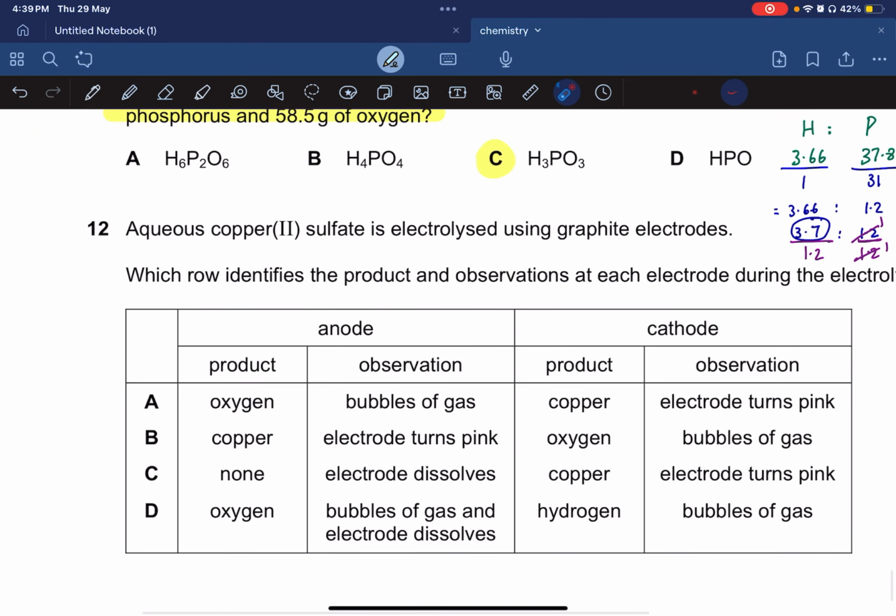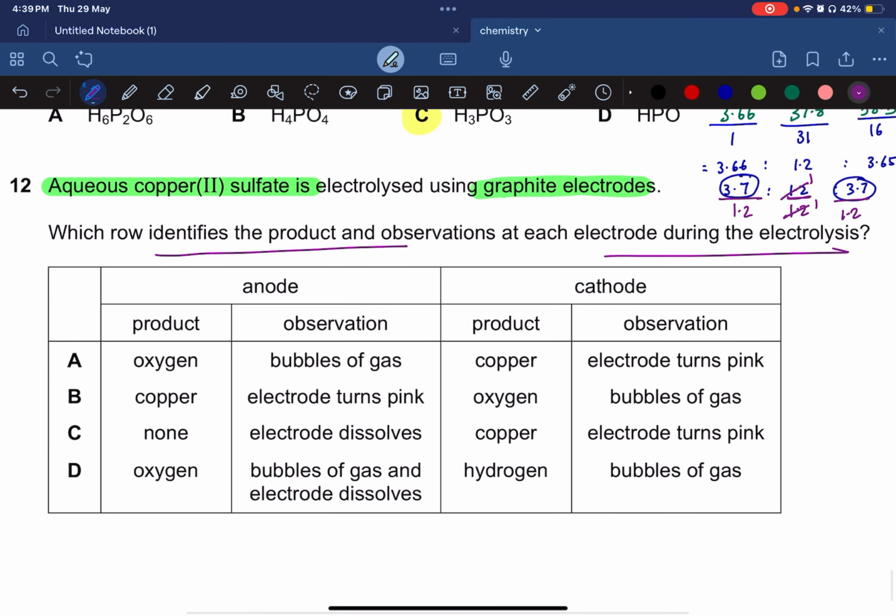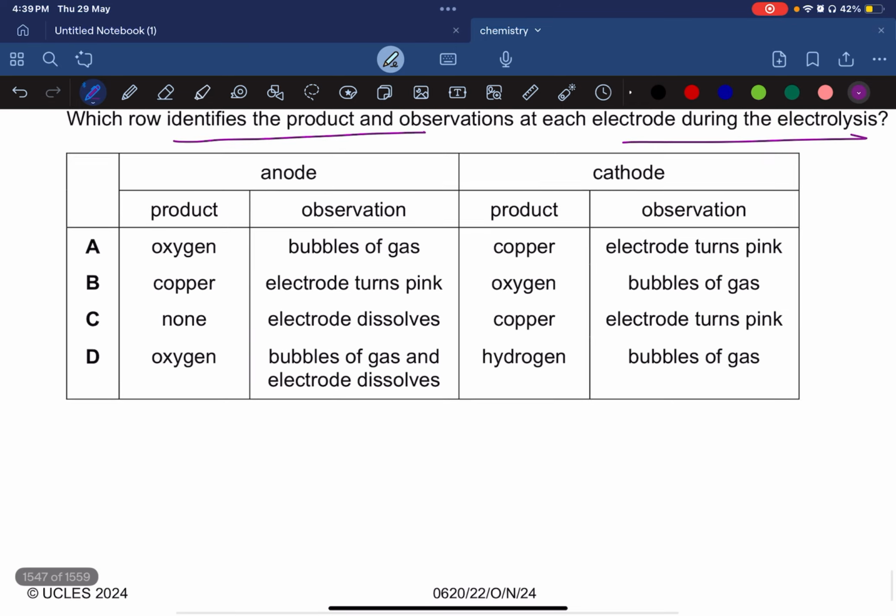Aqueous copper 2 sulfate is electrolyzed using graphite electrodes. The most important word in this question is the name of the electrodes, because that tells you whether the electrodes are going to react or not. And the solution you have right here is aqueous copper 2 sulfate. Which row identifies the products and observations at each electrode during the electrolysis? The product at anode and cathode. Let's just do it ourselves.